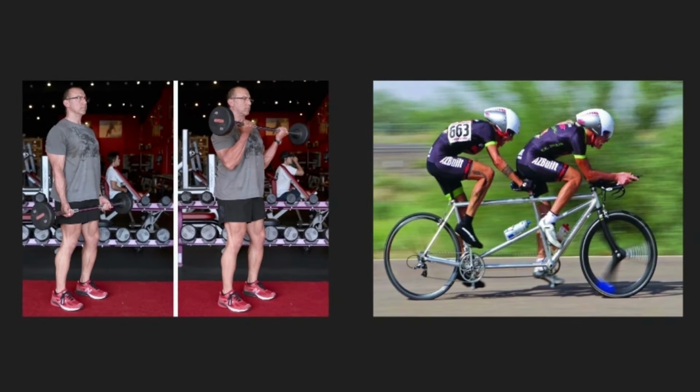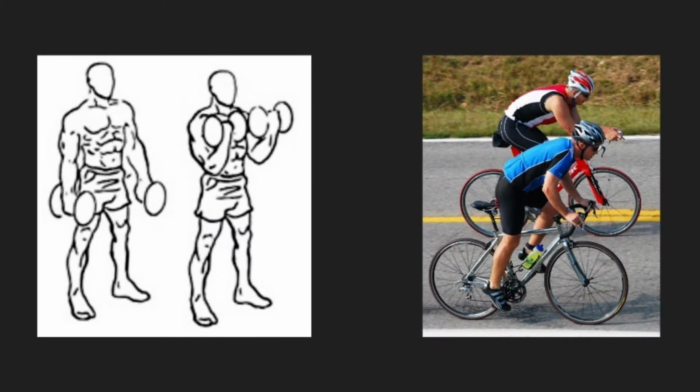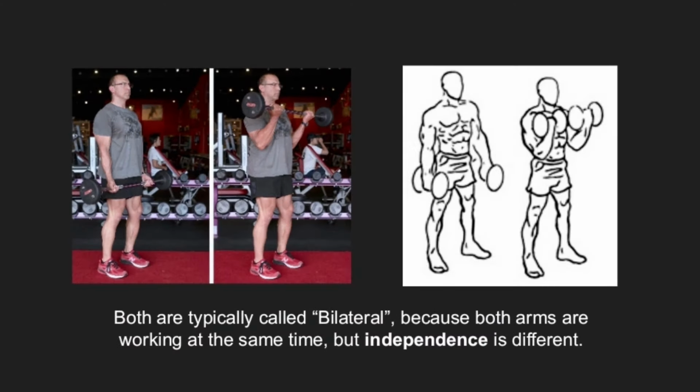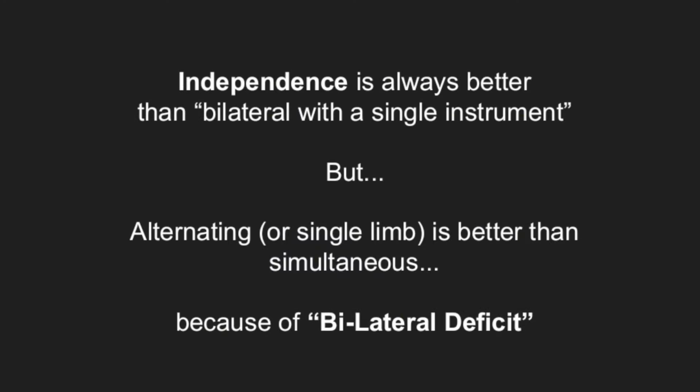Bilateral exercise is the term typically used when referring to muscle activation using both limbs with a single instrument like a barbell. However, it's also often used when referring to independently loaded, simultaneous muscle activation, as explained in Principle 6. Separately loading each side is better than using a single instrument, even when both independently loaded sides are activated simultaneously.